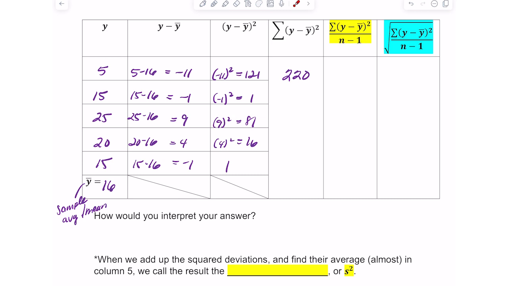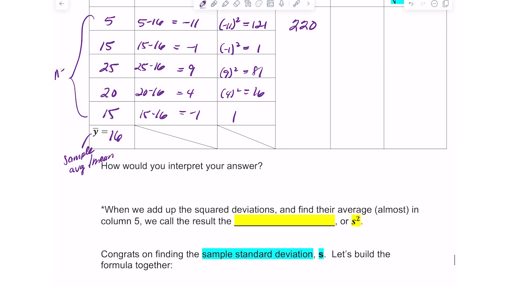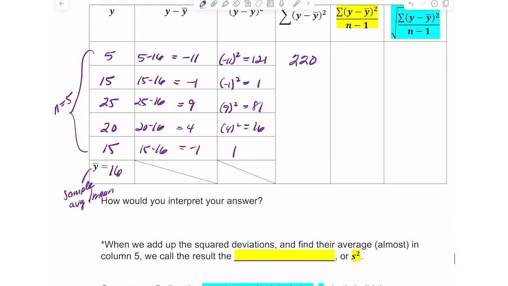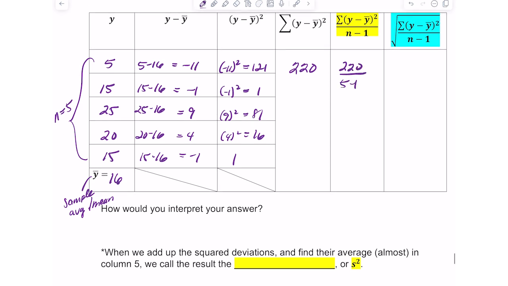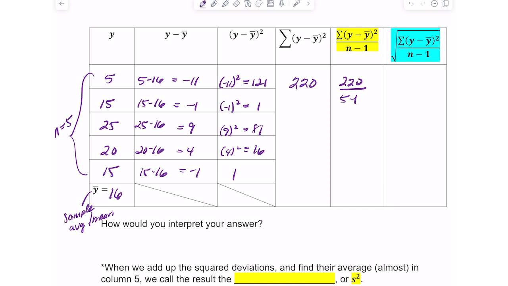Well, n is your sample size, right? And there's 5 numbers there. So n is 5. I'm going to divide by 1 less than that. And the reason we do that in statistics is because the sample standard deviation, which is what we are trying to find, is what's called an unbiased estimator. It gives us an accurate prediction or reading of what the population standard deviation would be. Okay, 220 divided by 4 is 55.